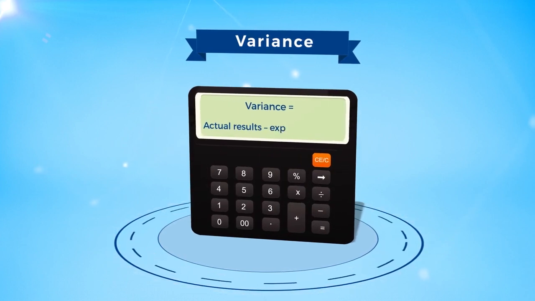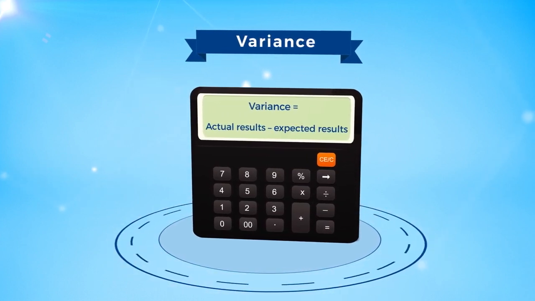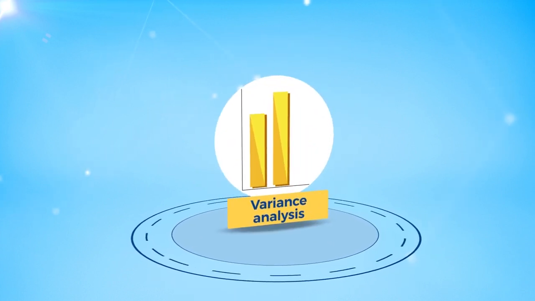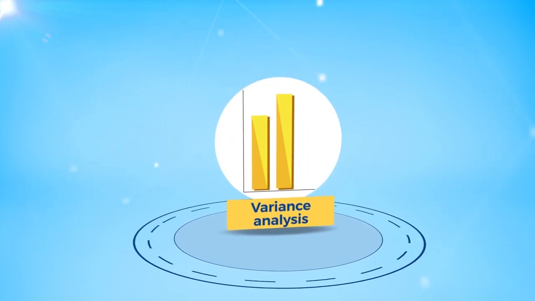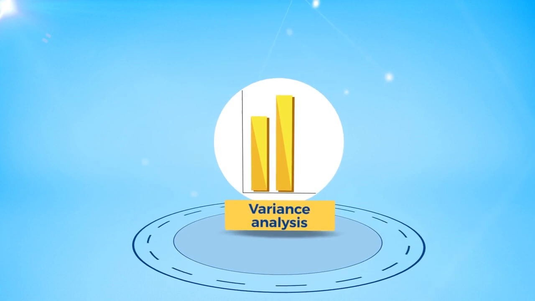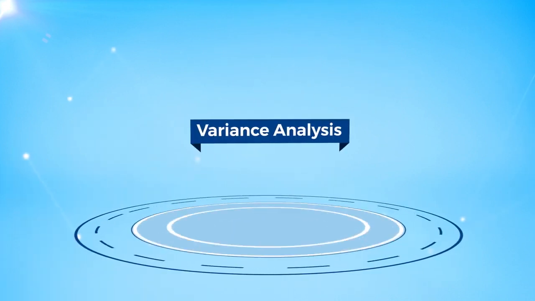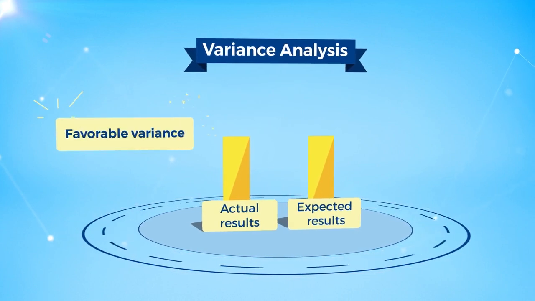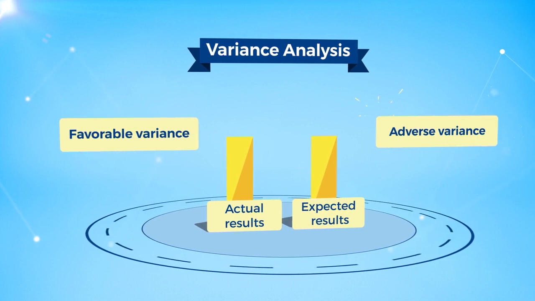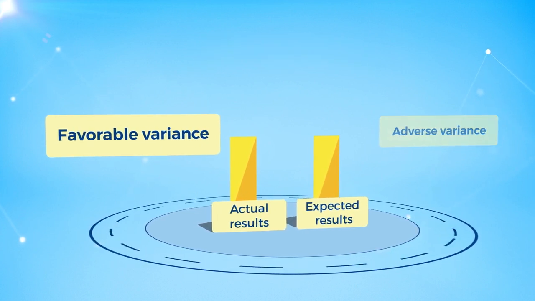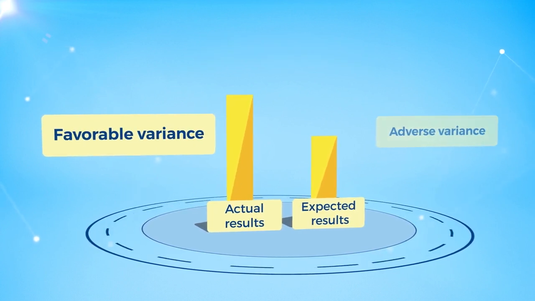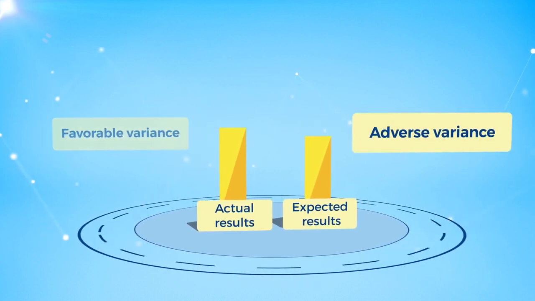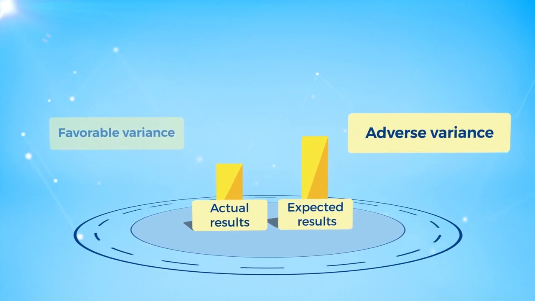Variance is defined as the difference between actual results and the expected results. The process of analyzing these results is called variance analysis, and it's another risk management strategy useful in Agile projects. A variance analysis can yield 2 different types of analyses. These are a favorable variance and an adverse variance. A favorable variance is when the actual results are better than the expected results. An adverse variance is when the actual results are worse than the expected results.